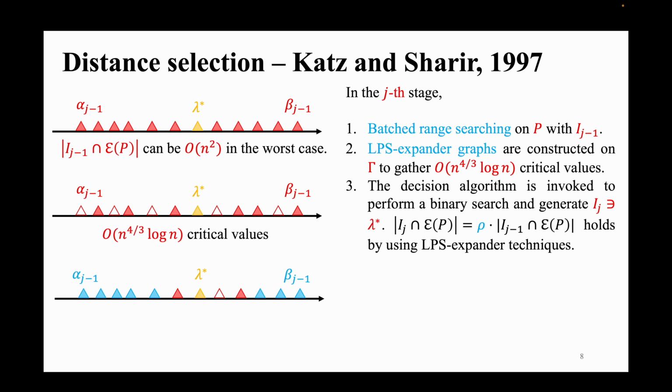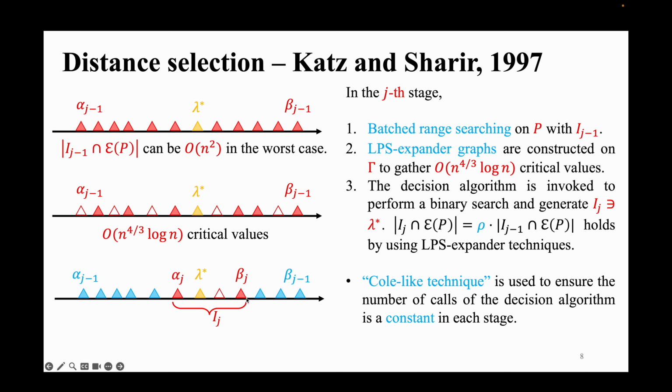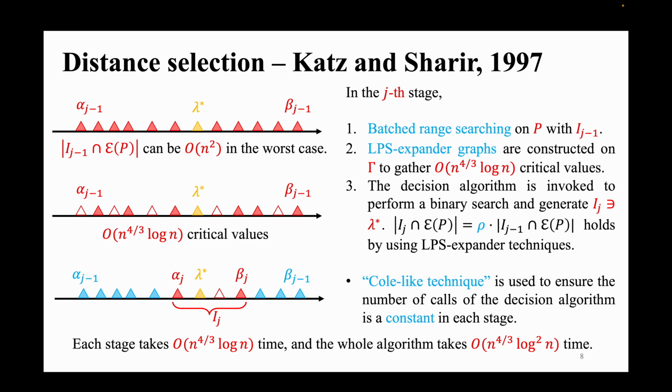And then by doing the binary search, we can shrink the interval ij to a new maintained interval. And the call-like technique is used to ensure the number of calls to the decision algorithm is always a constant in each stage. So by doing this, each stage will take n to the power of 4 times log n time, and in log n stages, we can reach the final stage and compute the desired value lambda star easily. So the total time complexity will be n to the power of 4 times log square n time in Katz and Sharir's algorithm.